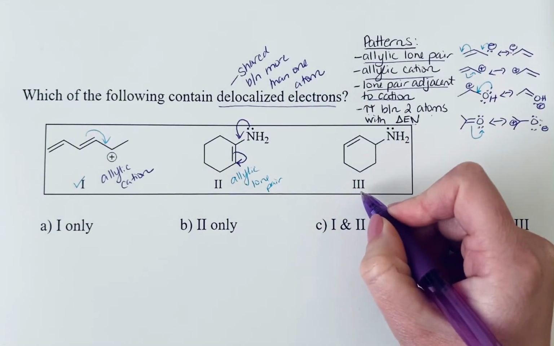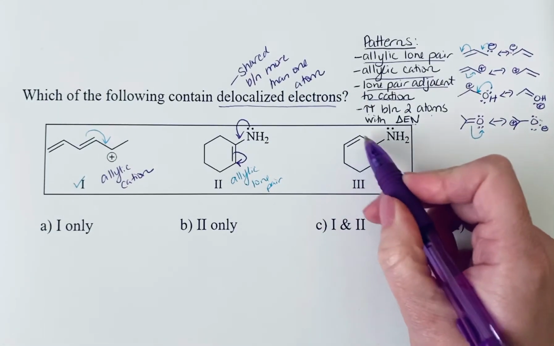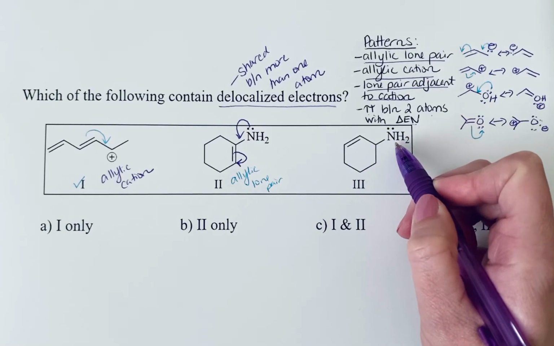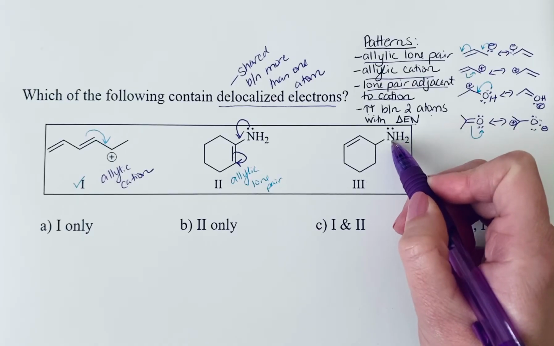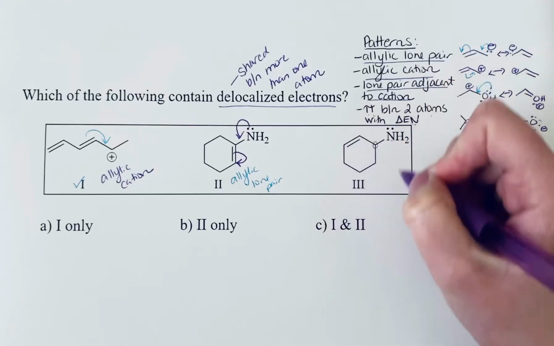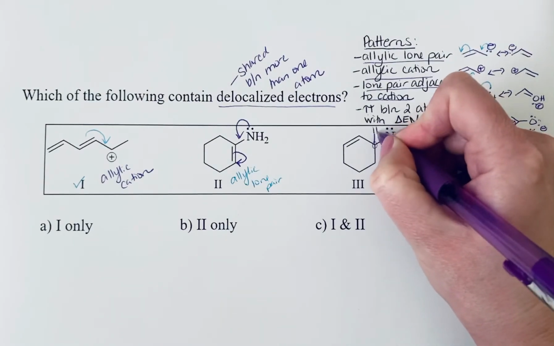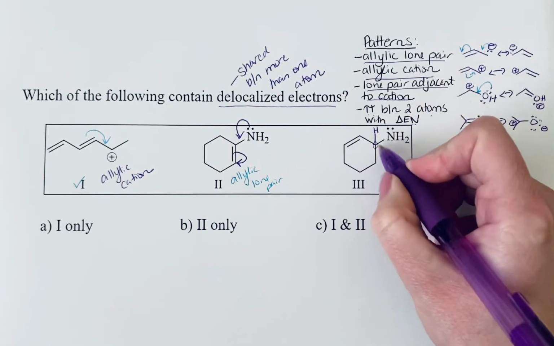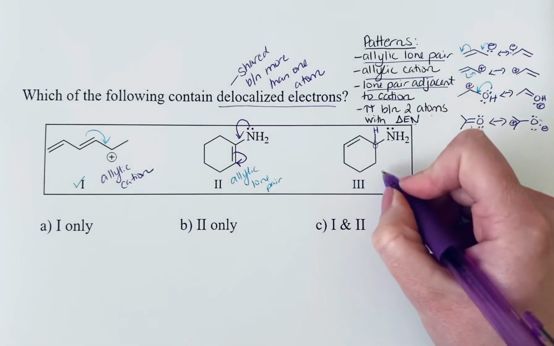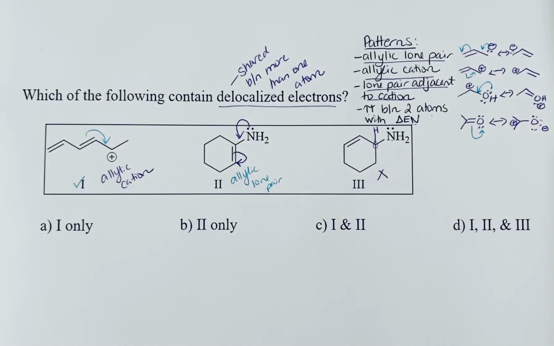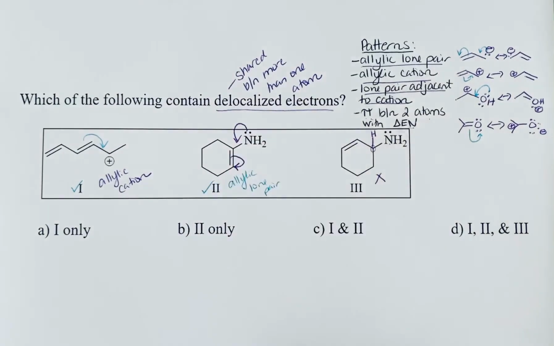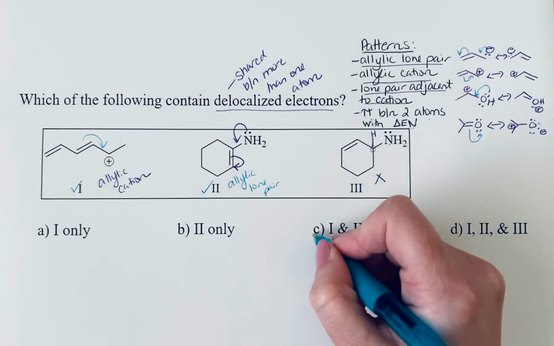And finally, if we look at the third structure, we have an alkene, we have a lone pair. You might be tempted to classify this as an allylic lone pair, but that nitrogen atom is too far away. And this carbon atom that lies in between the nitrogen and the pi bond is sp3 hybridized. We cannot push any electrons towards that. So there are not any resonance structures that we can draw with the third structure. So structure 1 and structure 2 are the ones that have the delocalized electrons.